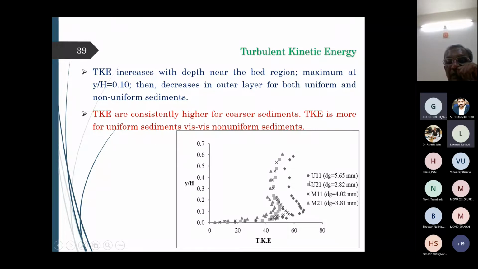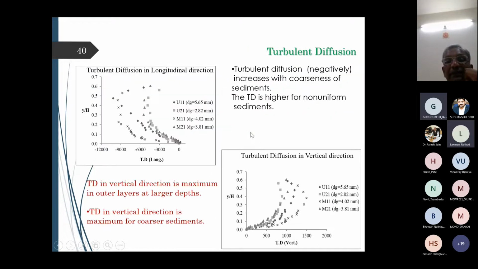You can say uniform sediment, this symbol. So this is the uniform sediments, and this is again uniform sediment. Correspondingly, what is happening to our non-uniform sediment? So this is there. Similarly, turbulent diffusion. The coarse side is the negative side, because this is minus 12,000, 9,000, 6,000, like that. So turbulent diffusion increases with coarseness of sediments, and it is higher for non-uniform sediments vis-a-vis uniform sediments, right?